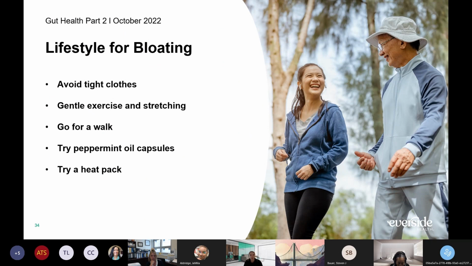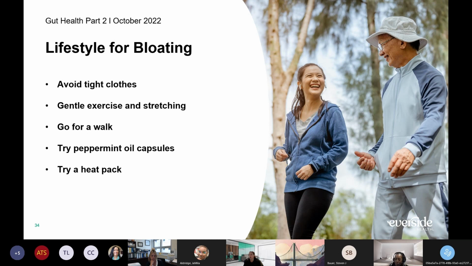Avoid tight clothing that's going to push on that stomach and just make you feel more bloated. Gentle exercise and stretching can help diffuse some of that trapped gas as you move. That gas will just kind of move its way out. Going for a walk to help deflate. Peppermint oil capsules can help as well. They can relax the gut muscles and help relieve some of that trapped gas as well.